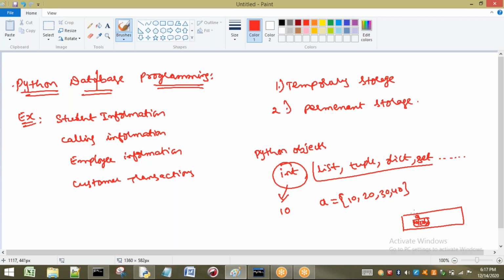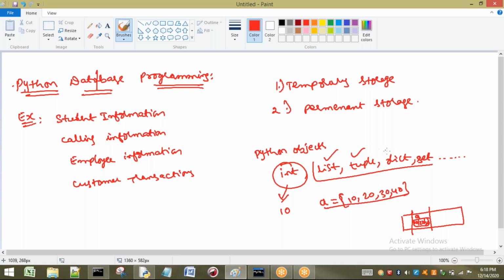Until what time is this memory available, this a available in your memory? It is only until your program is present in the memory. Until that time only the value of a is going to be present, that is, 10, 20, 30, 40. Once you close your program, or close your Python shell or Python editor, then what happens? Automatically this is going to be removed. That means what?